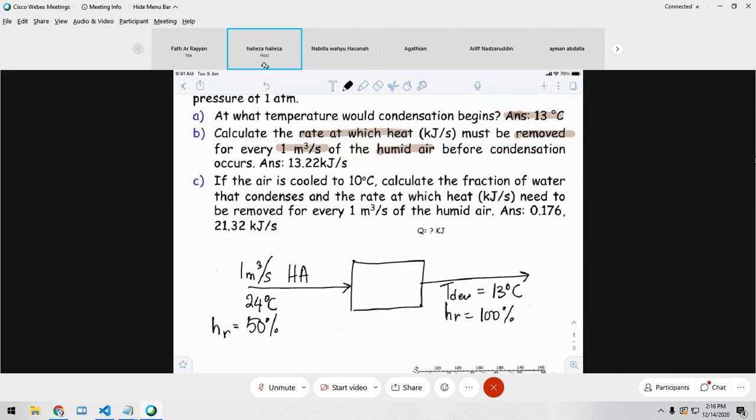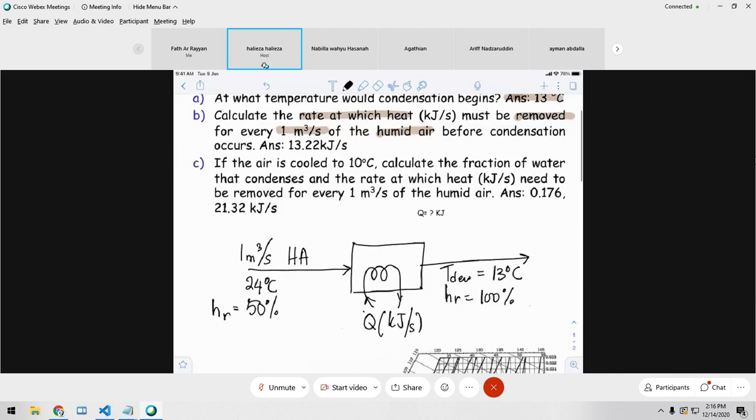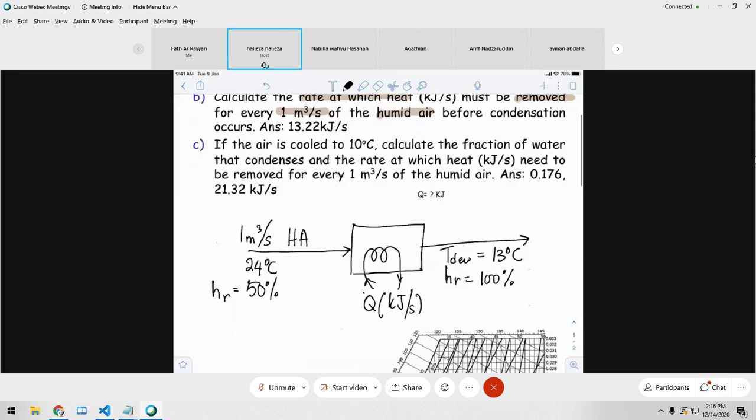The question asks, what is the amount of heat that you need to remove? It should be going the other way. Should be removed. What is the amount of heat? Kilojoules per second. And that's the question. Okay, so now we need to get the enthalpy. Just now we have the enthalpy.